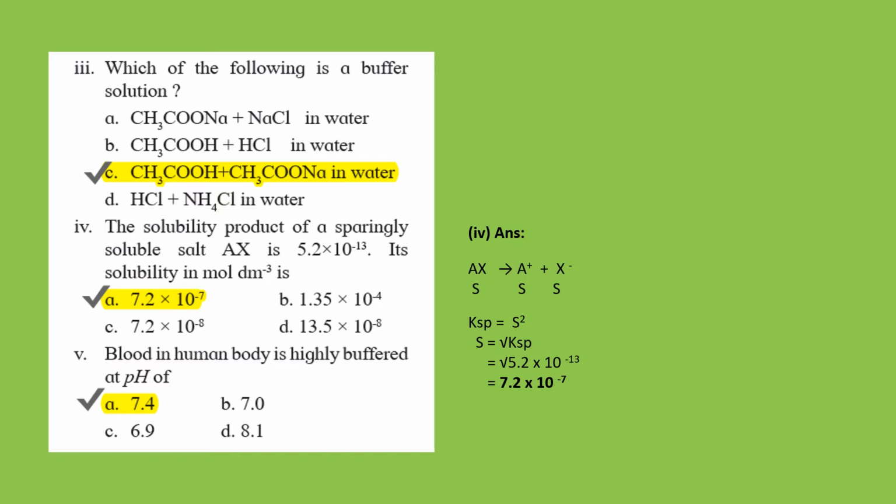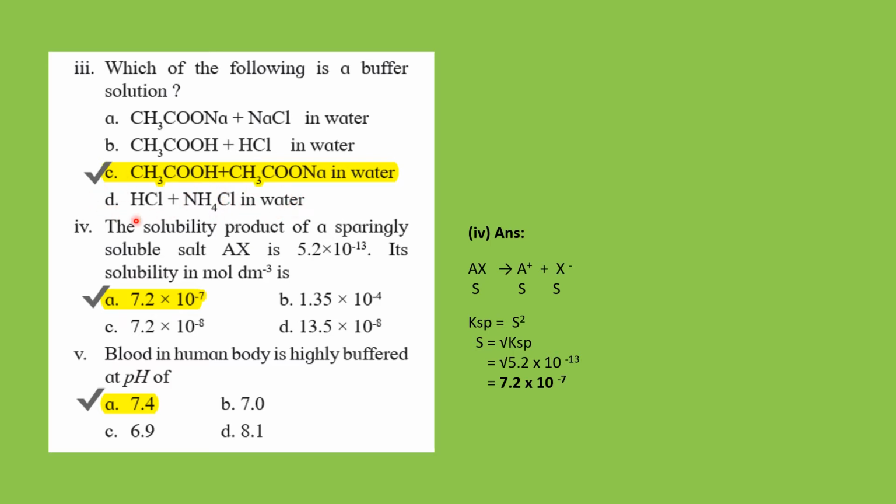Second one, acetic acid mixed with HCl in water. So here acetic acid is a weak acid and HCl is a strong acid. So this option is also wrong. Third one, acetic acid mixed with sodium acetate in water. So acetic acid is a weak acid and sodium acetate is the salt of acetic acid with a strong base. So this is an example of acidic buffer solution. This answer is correct. Fourth one, HCl mixed with NH4Cl in water.